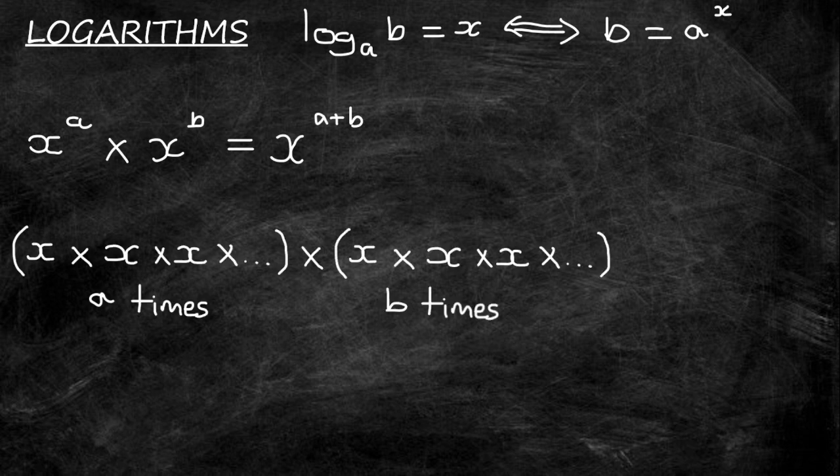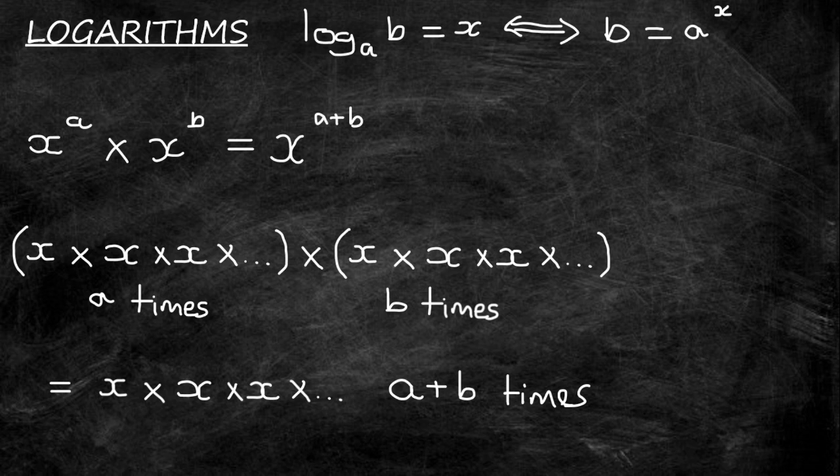And this makes sense because if you multiplied x by itself a times, so x to the a, and then multiplied that by x multiplied by itself b times, so multiplied by x to the b, you would have x multiplied by itself a plus b times, which is represented by x to the power of a plus b, as you can see on screen now.